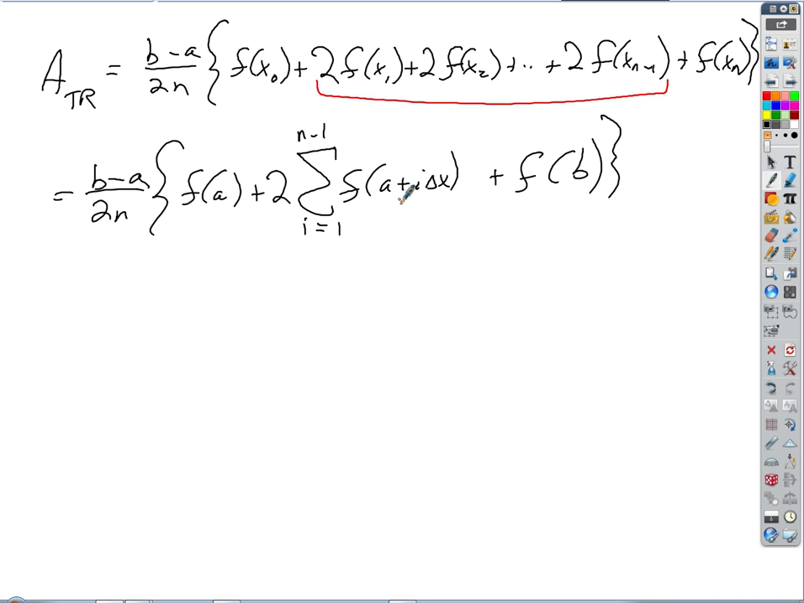Okay? So let's try this. That's it. It's really simple. If you want to make an estimate using the trapezoidal rule, you just do that, right? So let's try a sample problem. How about if we want to estimate, for example, using the trapezoidal rule, the area under the curve sine x from 0 to pi. Okay.